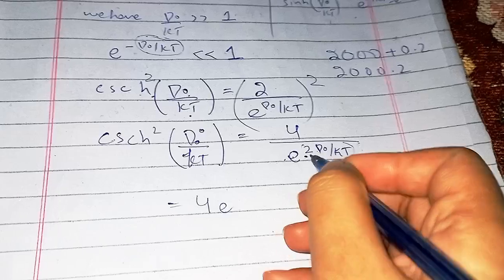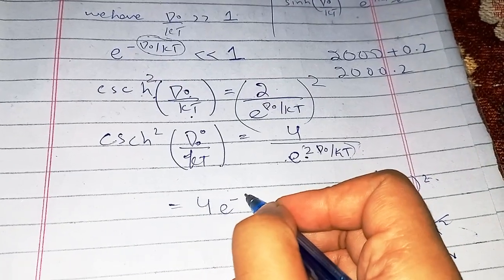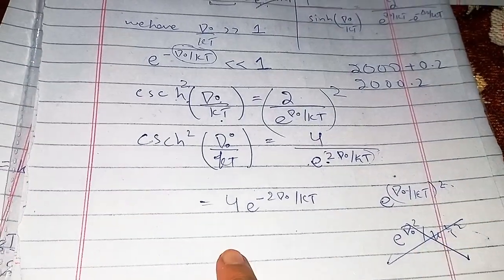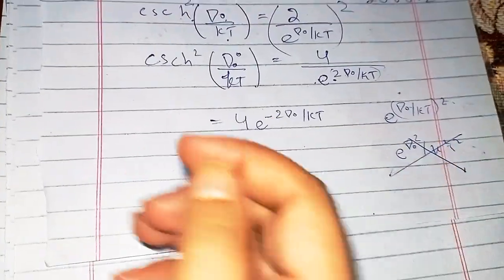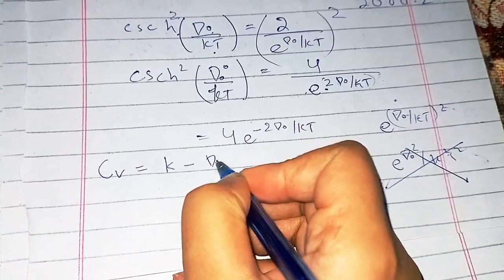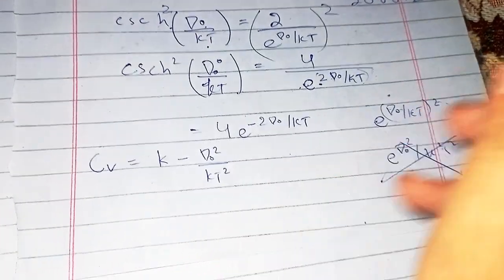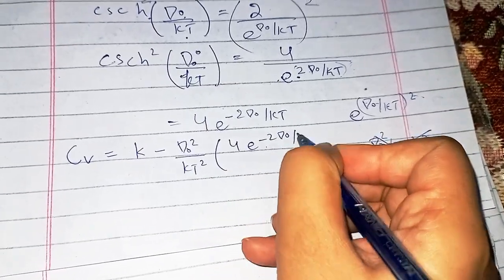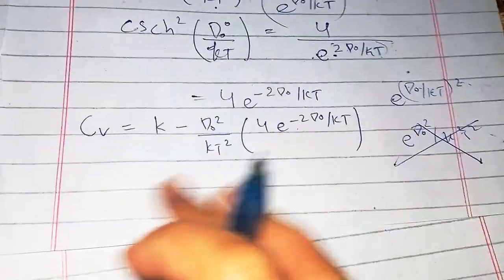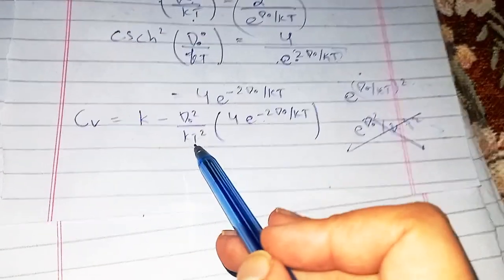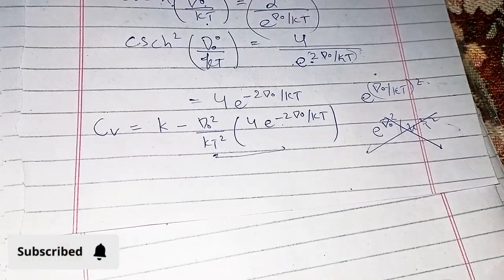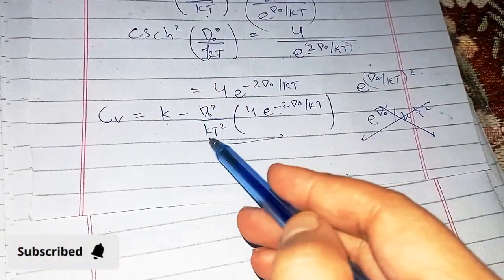We can take this e to the power 2 delta naught by kt from the denominator to the numerator, so it becomes minus 2 delta naught by kt. We can put this value right back into the equation to get the final result. So CV equals k minus delta naught square by kt squared. In place of cosecant hyperbolic square delta naught by kt, I am writing 4 e to the power minus 2 delta naught by kt. Here we can see that this is a significant term, and k is equal to 1.38 multiplied by 10 to the power minus 23. That is a really small number, and we can neglect it as compared to this number.